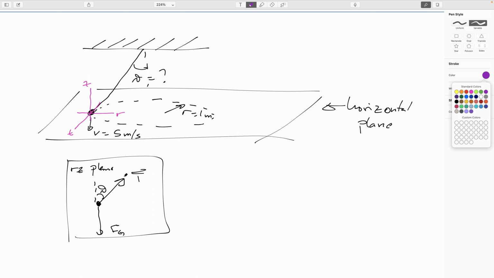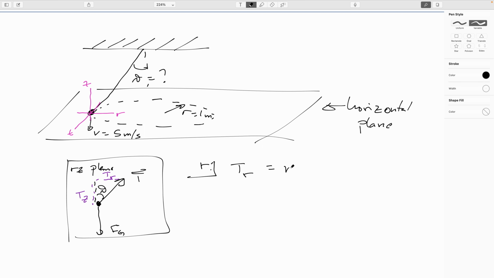We can break our tension into components. This would be the r component of the tension, and this right here would be the z component of the tension. So we can go ahead and write Newton's second law in the r direction. What we would have is the r component of the tension is equal to m times the r component of the acceleration. Well, that's going to be T times the sine of theta. That'll equal m times v squared over r.